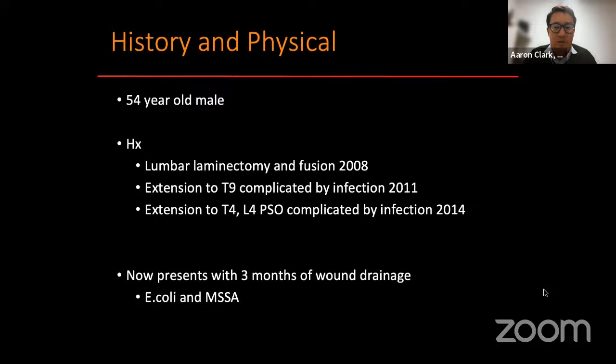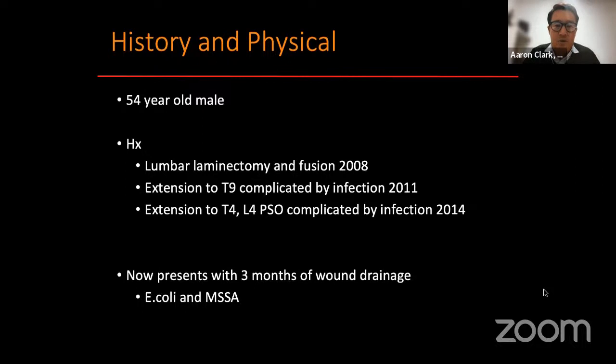That infection led to further problems, particularly with spinal balance. And ultimately, he was extended to T4 with an L4 PSO. This was also complicated by an infection and a CSF leak that required several operations subsequently to get him through. And that all happened a few years again after that second operation. Ultimately, he presented to me after these operations and infections had been treated; he had noted 3 months of wound drainage and some dehiscence.